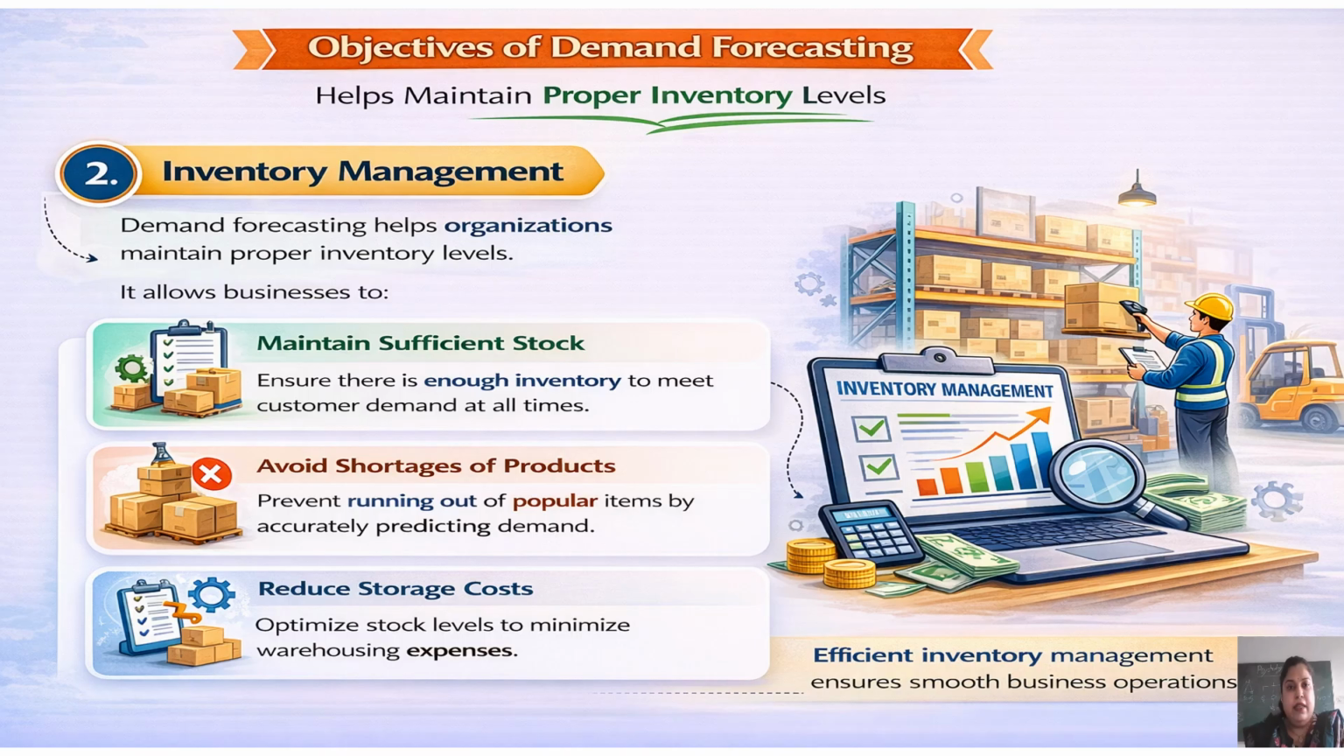Okay, let's see the second objective. The second objective is inventory management. Here we have seen that demand forecasting helps organizations to maintain proper inventory levels. Why? It allows businesses to maintain sufficient stock. It ensures that there is enough inventory to meet consumer demand at all times.